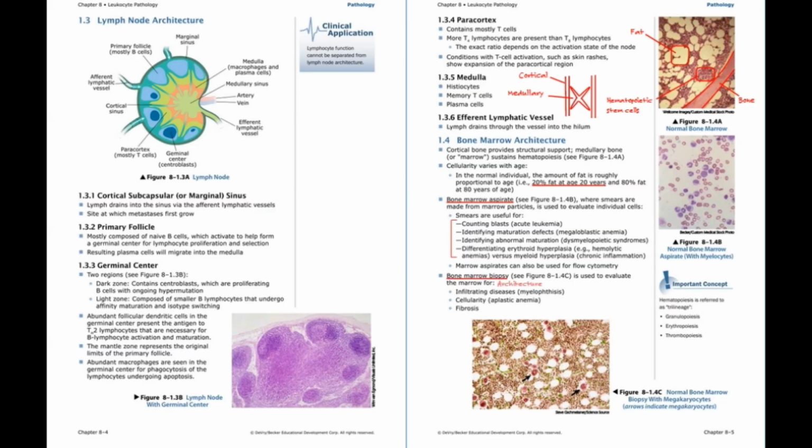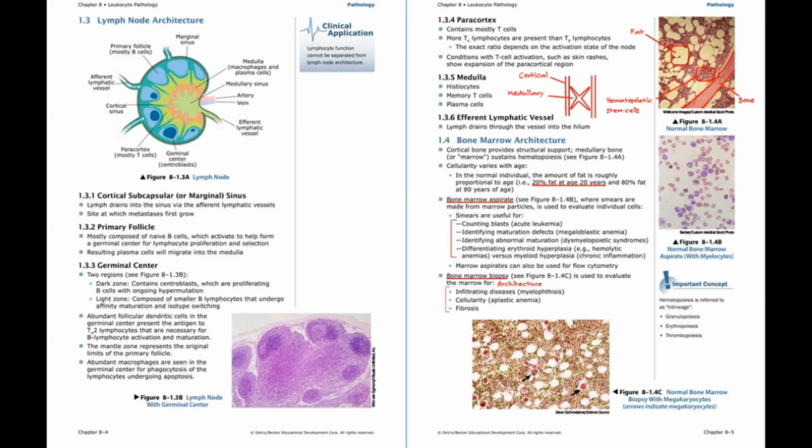So that's going to be really important for infiltrating diseases like metastases and granulomas of myelopathy. As we've discussed, it allows you to evaluate cellularity. That's going to be about 0 in aplastic anemia. And it also allows you to see fibrosis. So let's just take a moment and look at some of the things we have to be able to do as a medical student from a bone marrow biopsy.